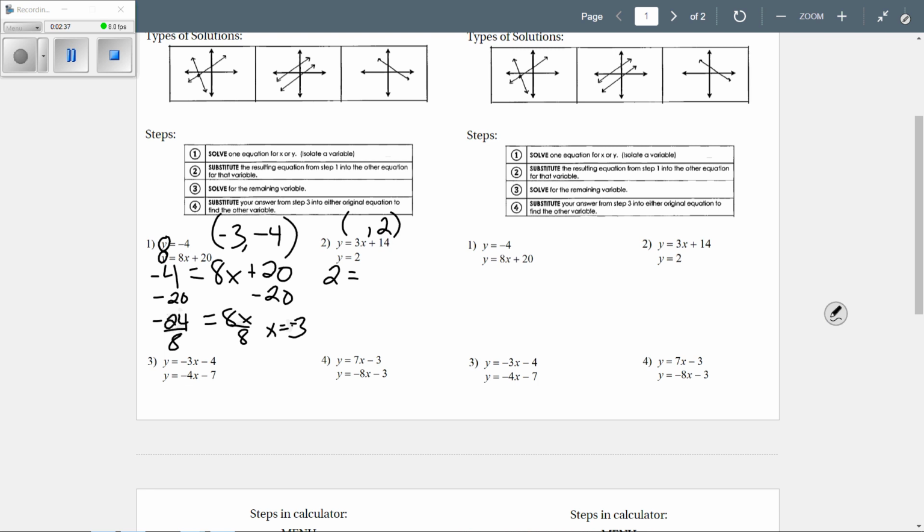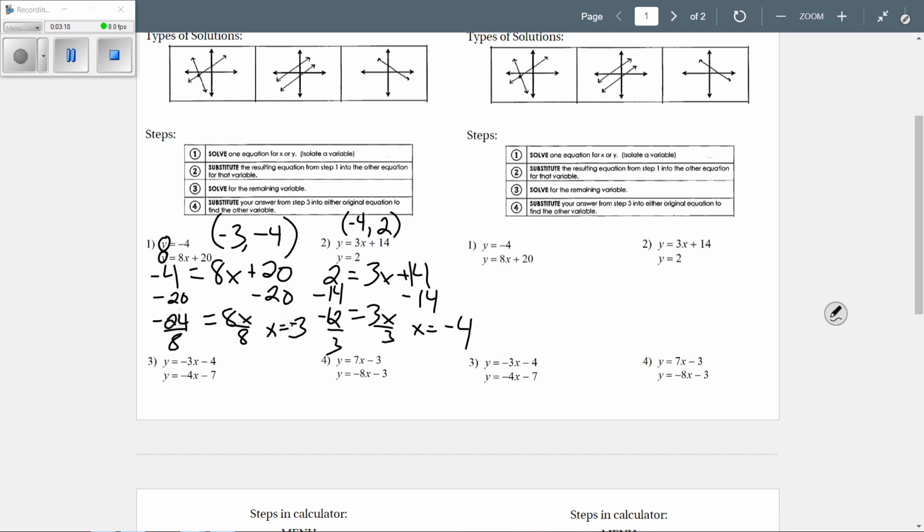-2 equals 3x plus 14. Again, we need to solve for x. Minus 14, minus 14, -12. Remember, -2 minus 14 is -16... no, 2 minus 14 is -12. Equals 3x. Divide by 3, divide by 3. X equals -4. So we put it in there: -4, 2. Those are easy when you already have something, y equals 2. So you know y equals 2.